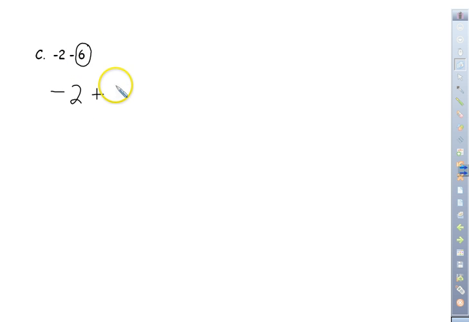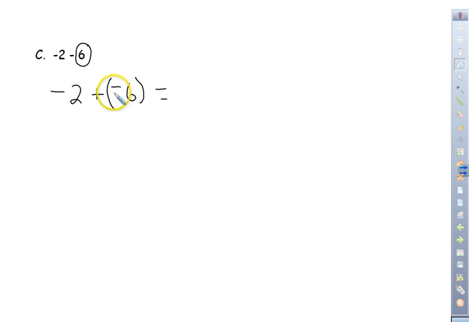Letter C, go ahead and hit pause and then try this problem. Well, we have again negative 2. Changing this to addition. Opposite of my second number, which is a positive 6. Therefore, we're changing it to its opposite, which would be a negative 6.